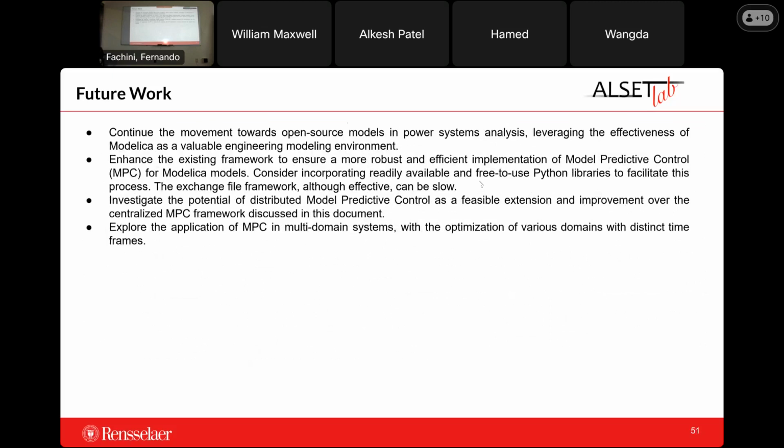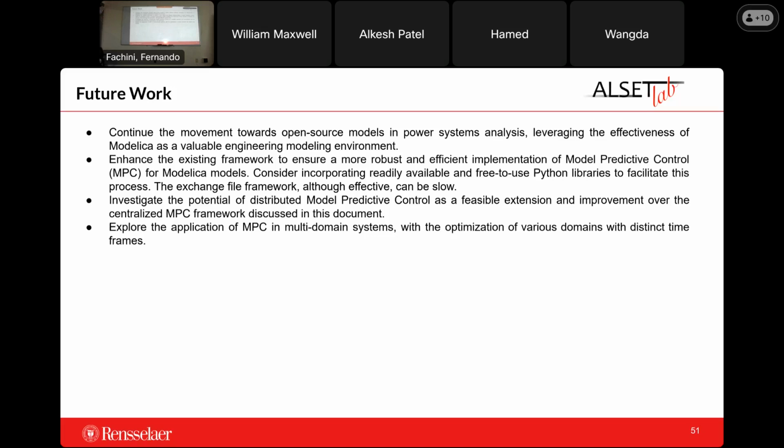And as future work, I would like to highlight that there's still a need to continue the movement towards open source models in power system analysis, leveraging the effectiveness of Modelica as a valuable engineering modeling environment. Enhance the existing framework to ensure a more robust and efficient implementation of the MPC for Modelica models. So consider, for instance, incorporating readily available and free to use Python libraries to facilitate this process. The exchange file framework, the way that I've implemented the MPC framework, although effective, can be slow. So that's one of the limitations.